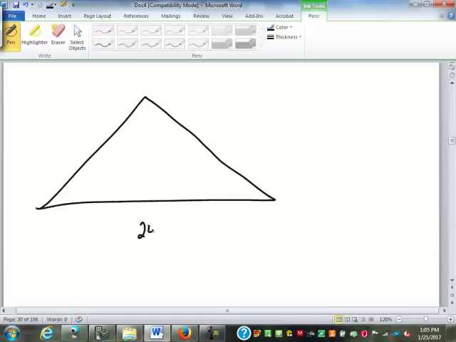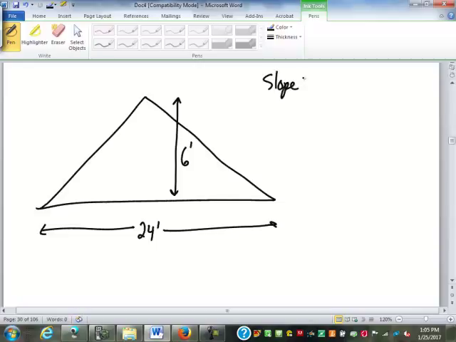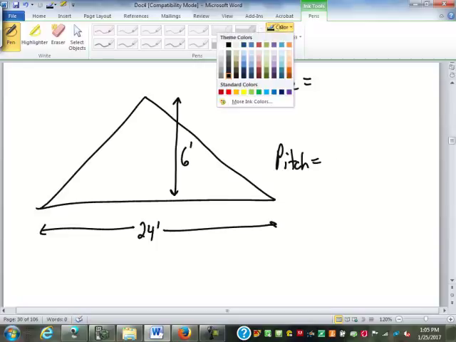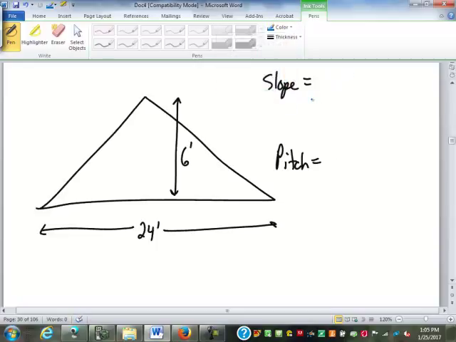On construction, you guys might run into a roof. Let's say this is 24 feet across and 6 feet high. A lot of people don't realize there's a difference between a slope and a pitch. A slope is a rise over run. A pitch is height over span.